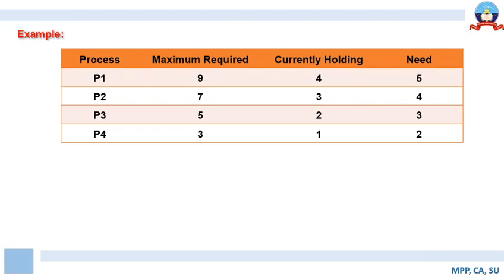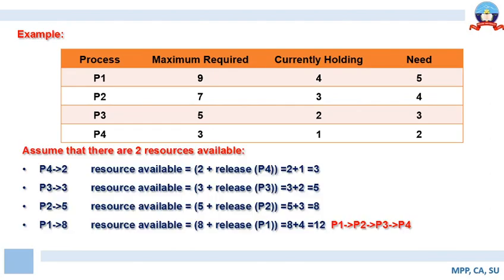For P4 it is 3 minus 1, 2. So this is the current status of allocation and need of the 4 processes that are there in the system. Now let us assume there are only 2 resources available. So here we are assuming that there are only 2 resources available.